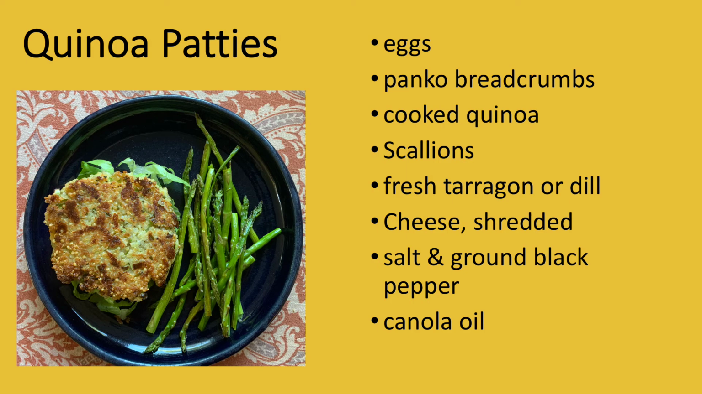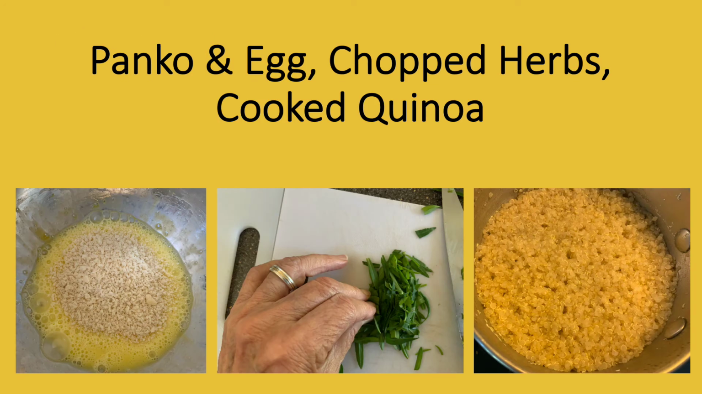I'm going to share one additional recipe that makes the most of the way quinoa becomes crisp. It's in a pan-fried patty that you can eat on its own or on a bun. It's flavored with cheese, scallions, and tarragon or dill. You'll be surprised how much you enjoy this vegetarian burger. Panko breadcrumbs are added to a beaten egg and given time to absorb the liquid. Tarragon or dill is chopped.